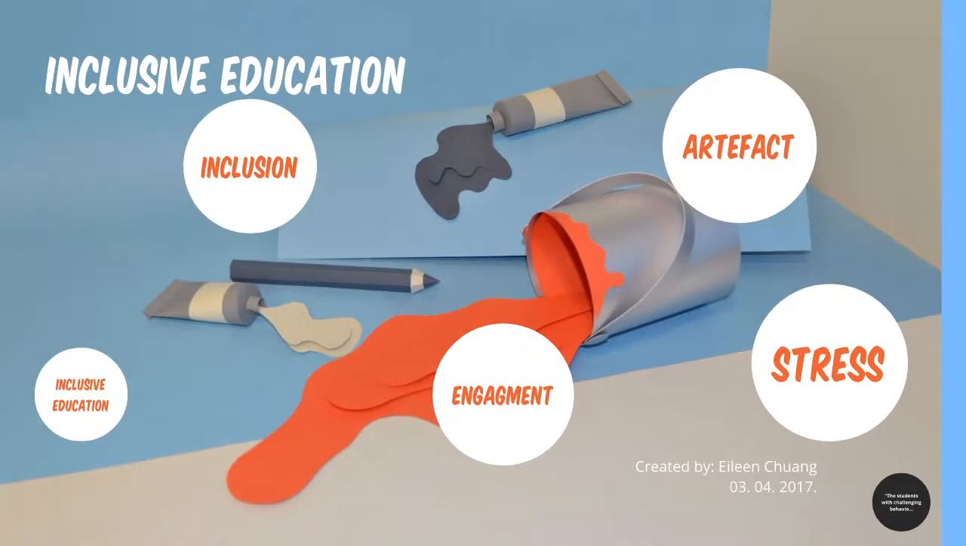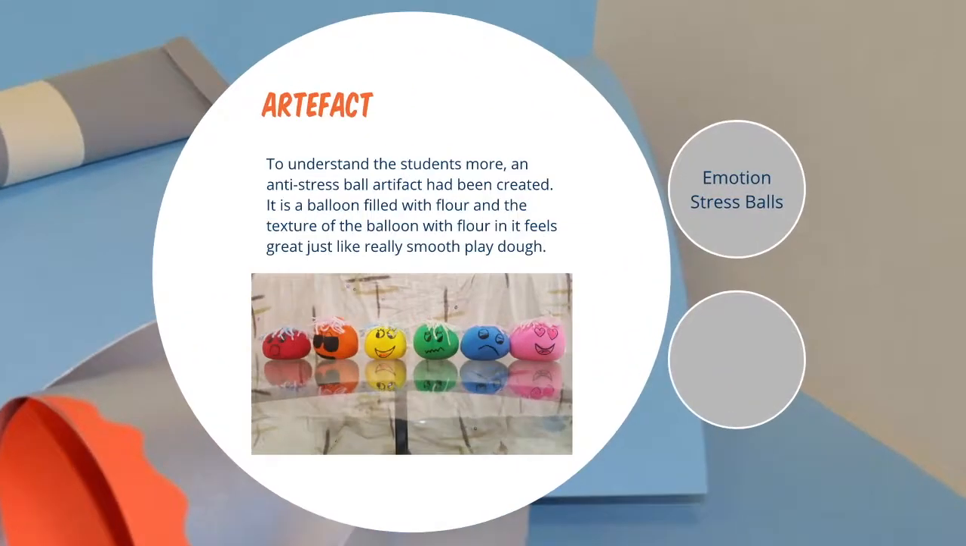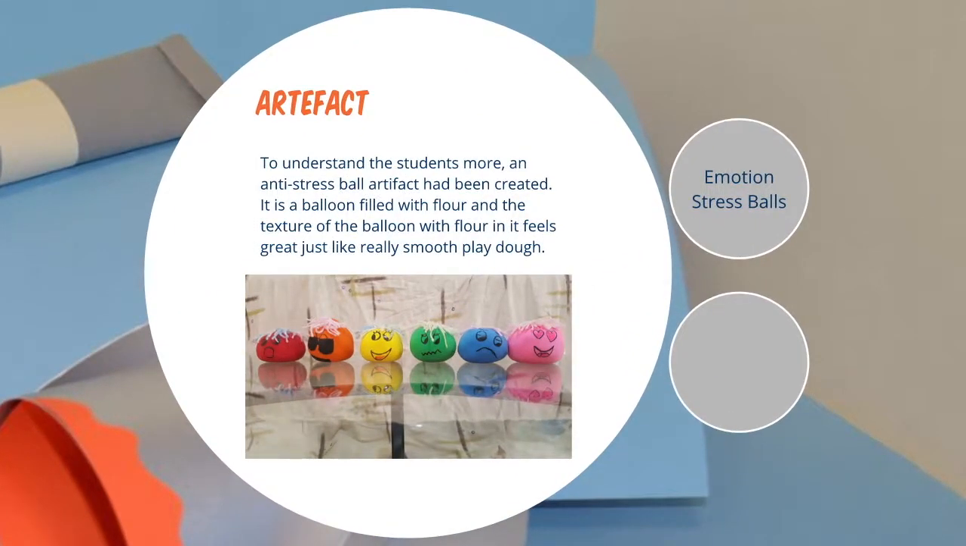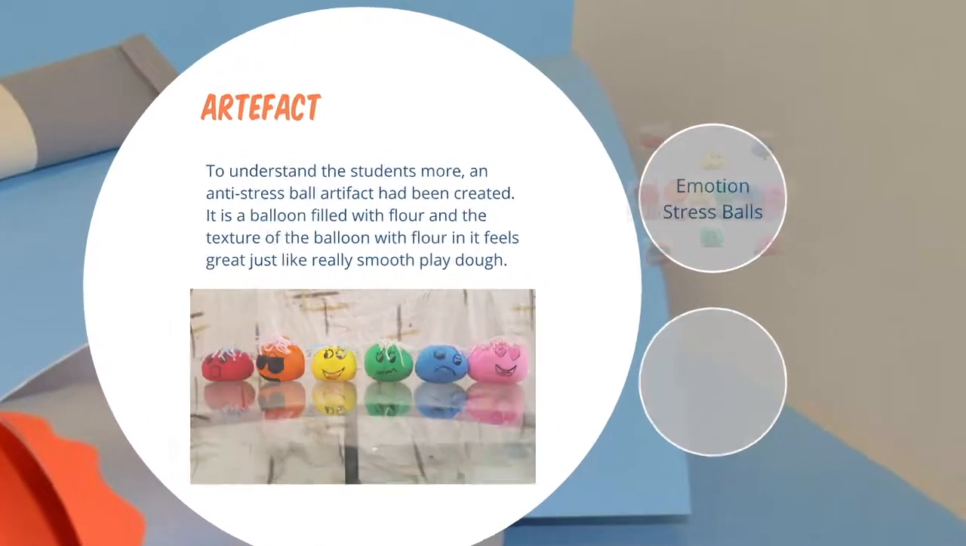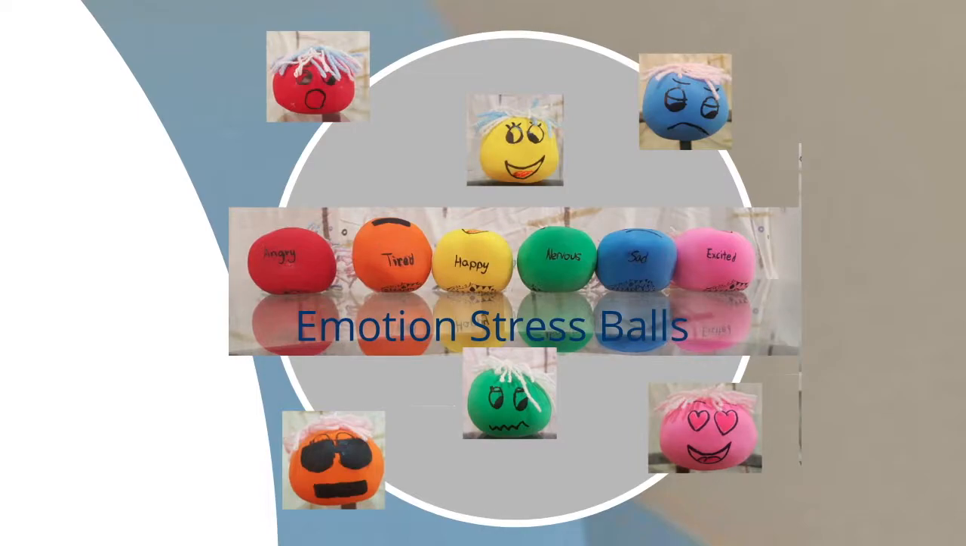To understand the students more, an anti-stress ball artifact has been created. It is a balloon filled with flour, and the texture of the balloon with flour in it feels great, just like really smooth Play-Doh. Different colored stress balls have been created along with different facial expressions. Each different expression represents a different emotion, where you can see the emotions on the bottom of the bowl. This bowl can be set in the classroom for students to use. The students can grab a stress ball that matches the emotion they feel. Then the teachers would be able to know how the student is feeling.